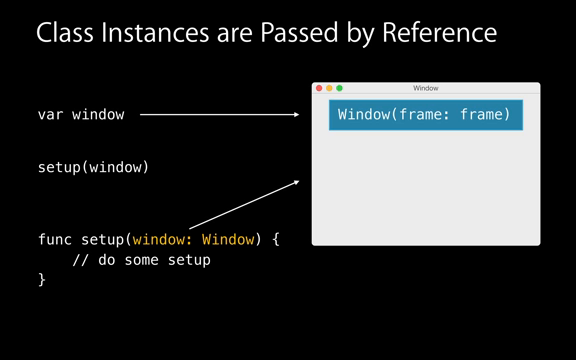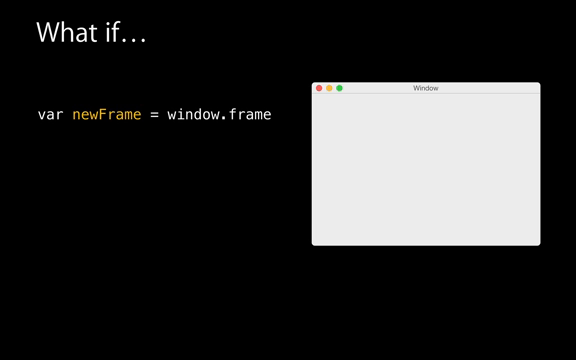OK, so that's classes. What about structures? Well, let's look at the frame of the window. It's a rectangle. And I want to get this frame. I want to do something to it, and I want to use it somewhere else. So I'm going to extract it into a variable, new frame.